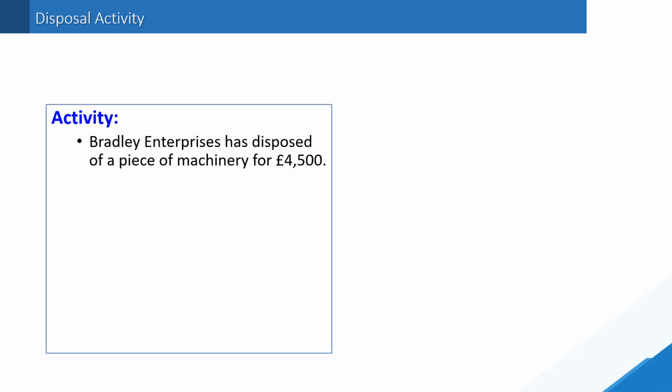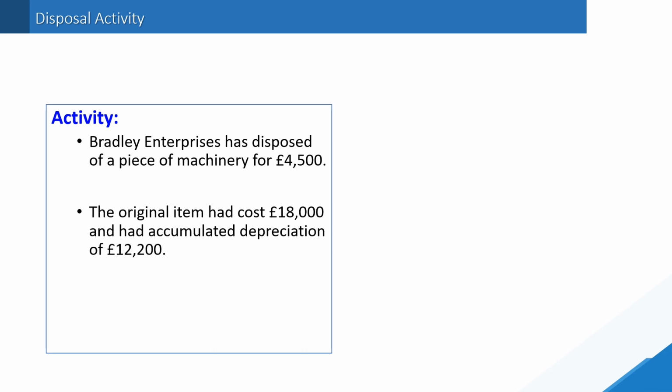So let's take that mathematical approach and apply it to an activity. Bradley Enterprises has disposed of a piece of machinery for £4,500. The original item had cost £18,000 and had accumulated depreciation of £12,200. All we have to do, and I make it sound so easy, is calculate the profit or loss on disposal.